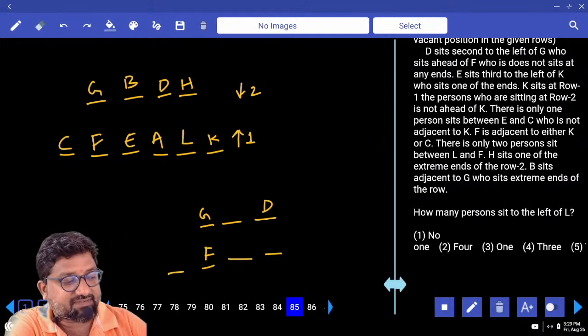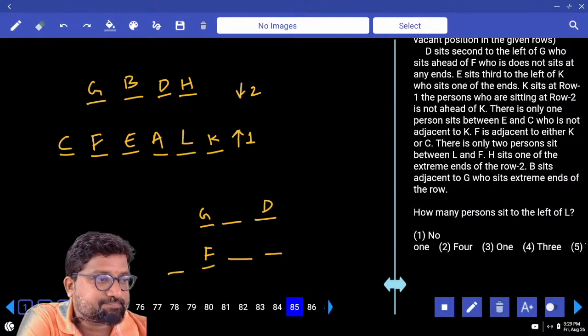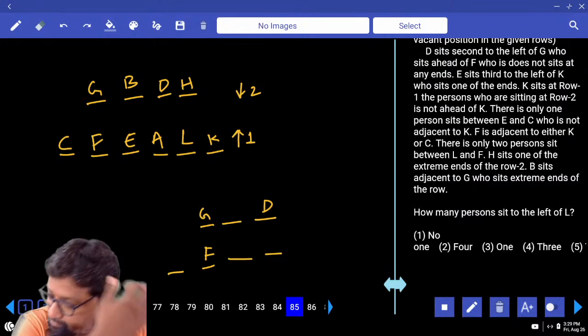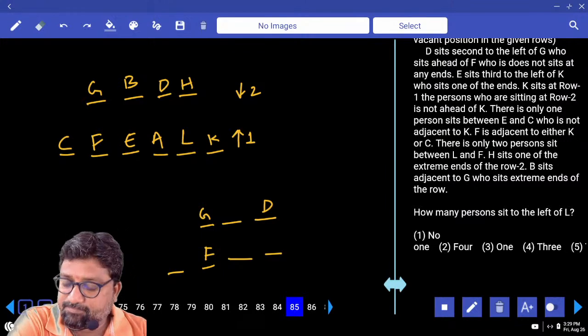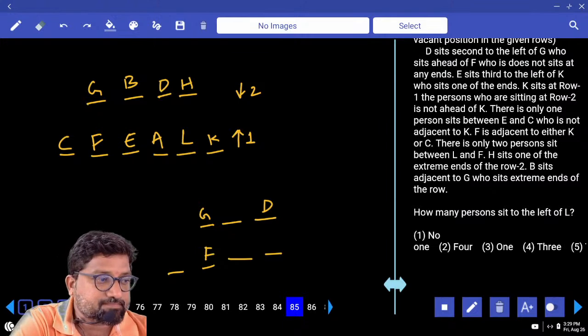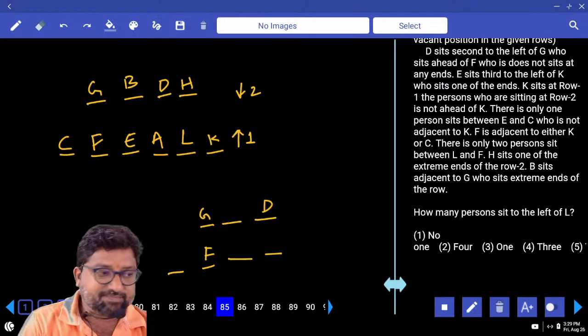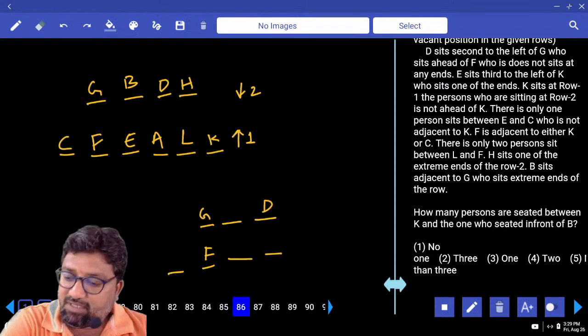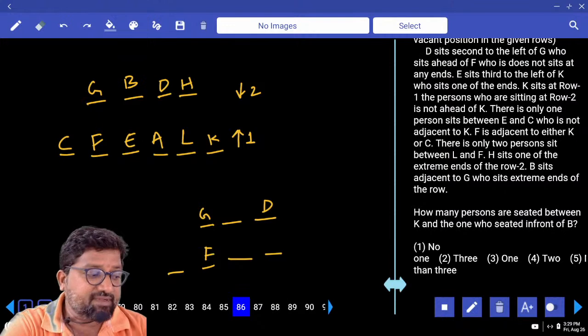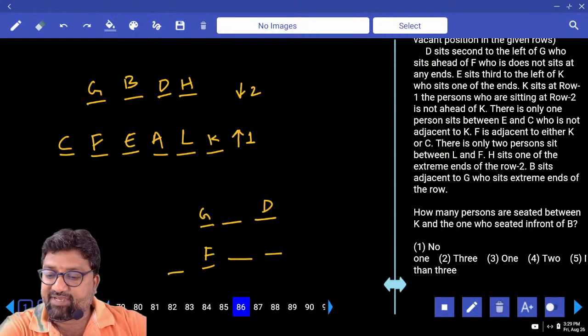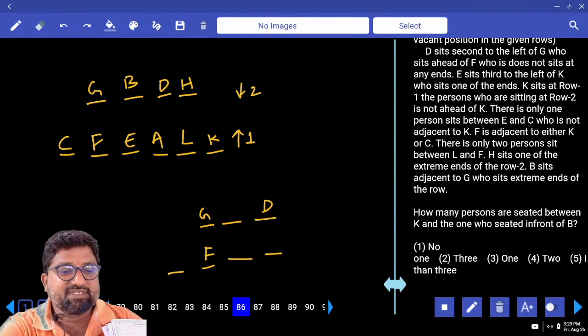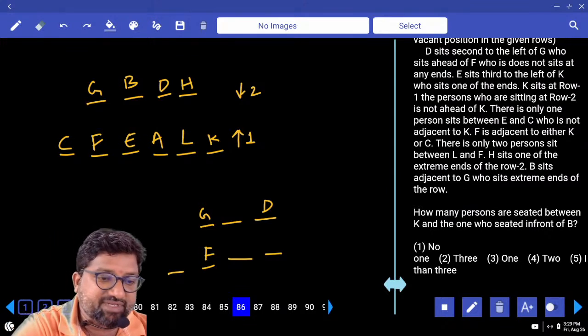Copy it fast. We'll go for the next question. So let's get into the question. How many persons sit to the left of L? 4 people. How many persons are seated between K and the one who is seated in front of B?